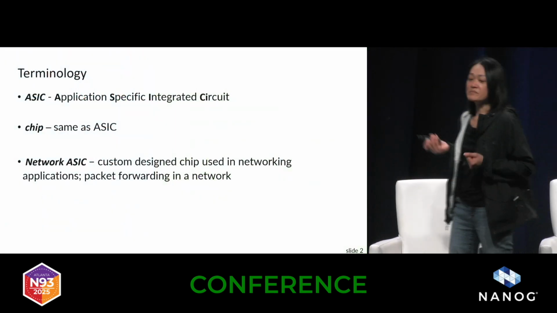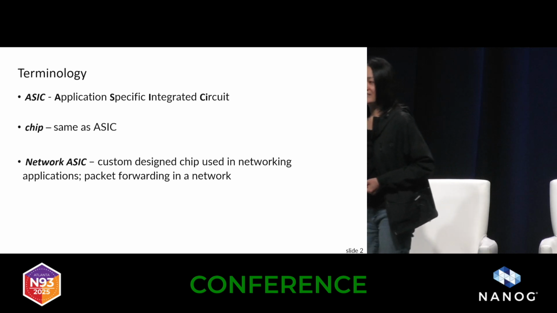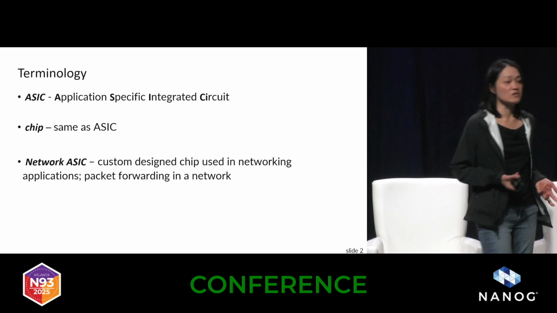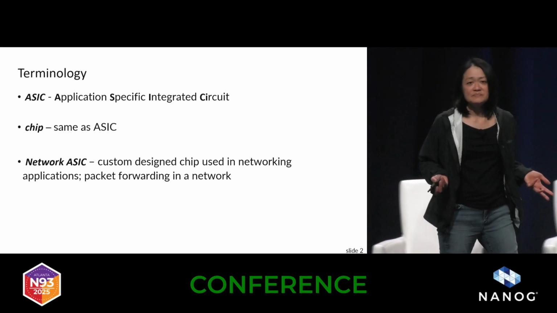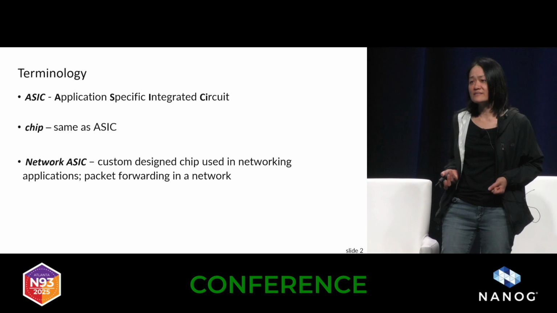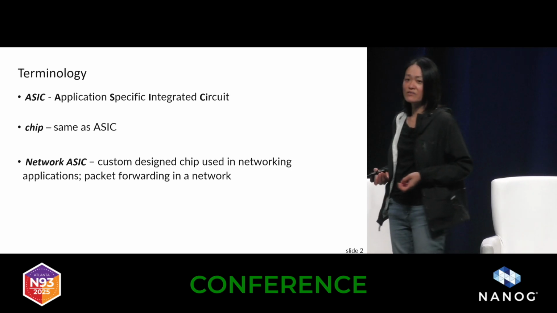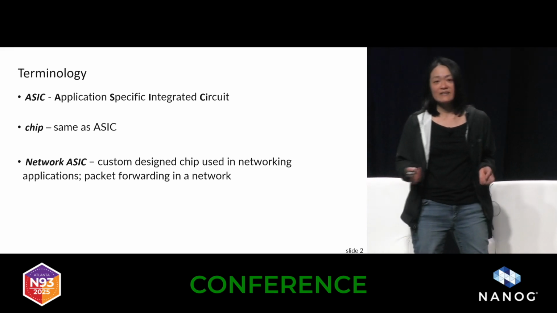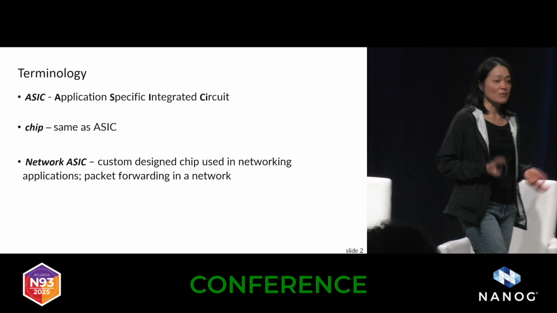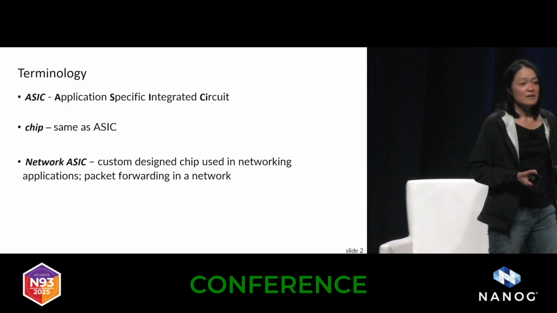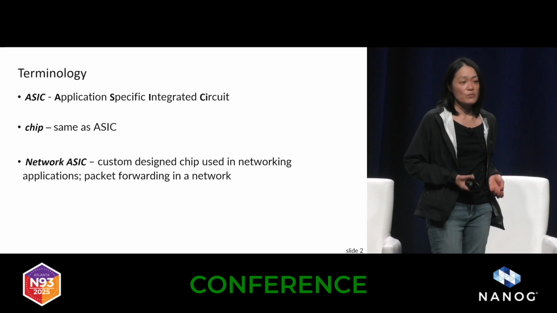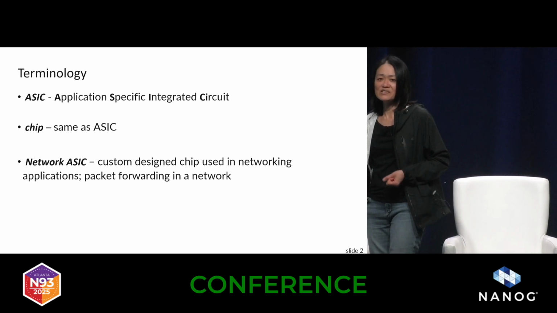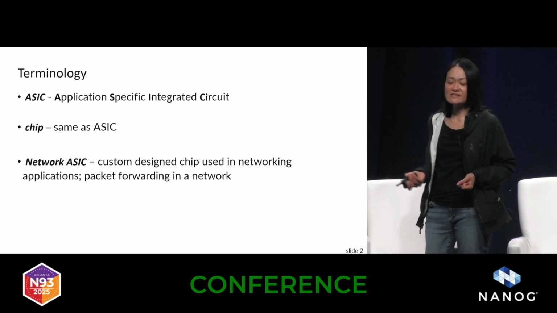So starting with some terminology. ASIC stands for Application Specific Integrated Circuit. You may be more familiar with the term chip. ASIC is just a chip. But as the name implies, it's a chip that's specially designed for a particular purpose. So the network ASIC in particular is a custom designed ASIC that implements networking protocols, networking functions, anything that makes the network operate. And so there really isn't a strict definition of ASIC. You can call any chip an ASIC.